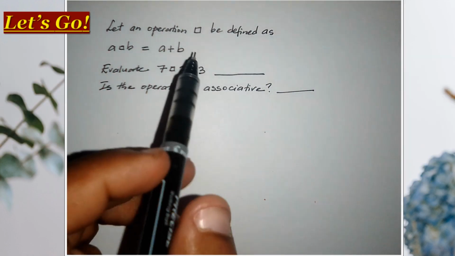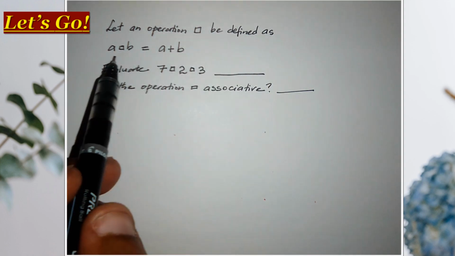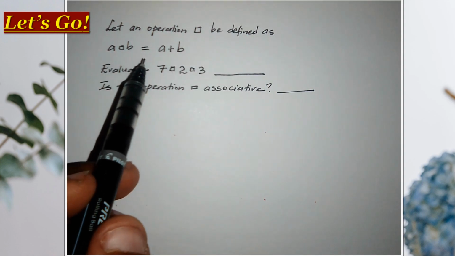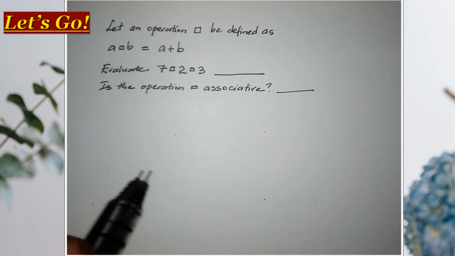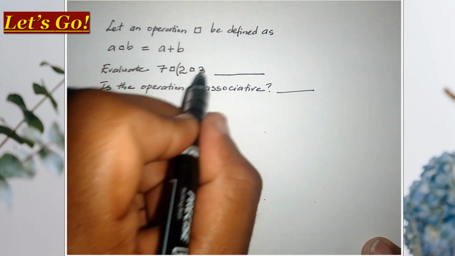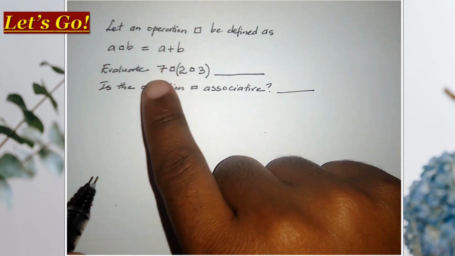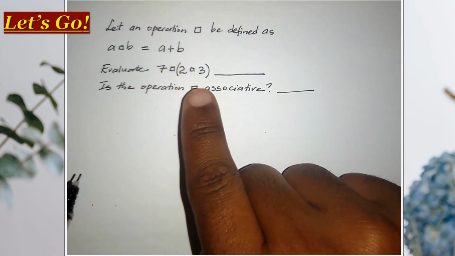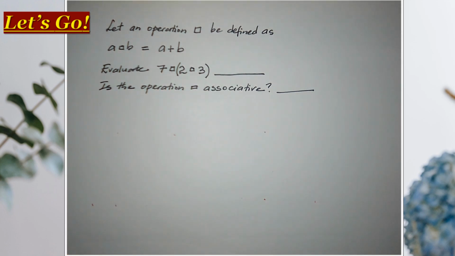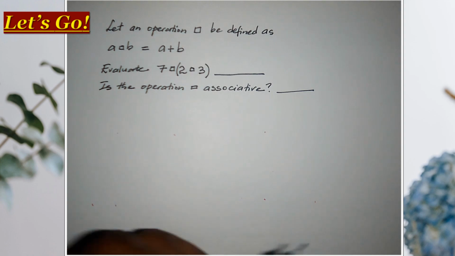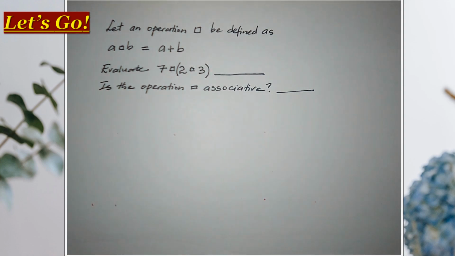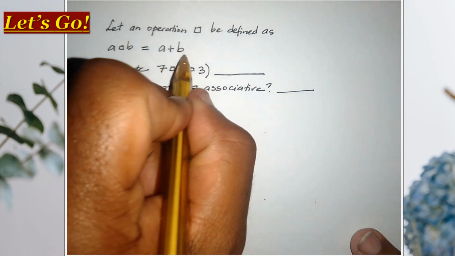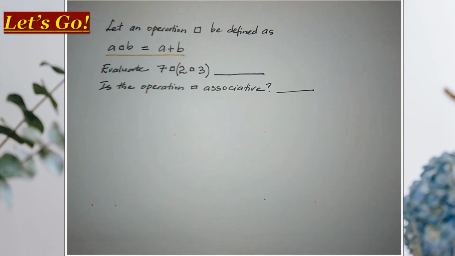Let an operation box be defined as A box B is equal to A plus B. And we were asked to evaluate 7 box (2 box 3), with 2 and 3 in brackets. And after, we're supposed to make a decision to see whether it is associative. So we're going to always start off with what is important, and we're going to write it back.